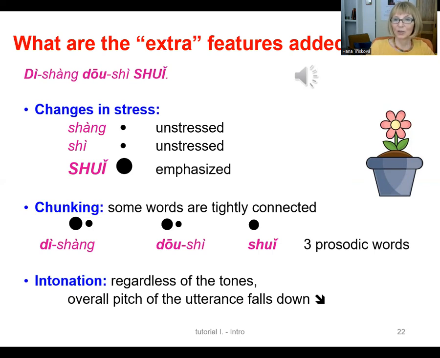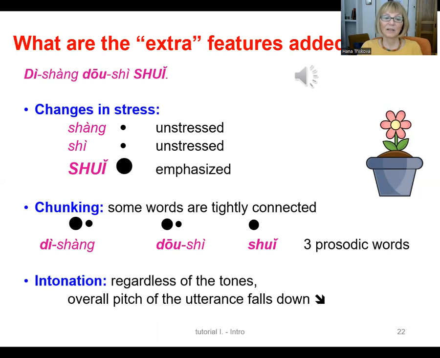So what are the extra features added? That is prosodic features. First, there are changes in syllable prominence, in stress. The syllables or words 上 and 是 are unstressed, while 水 is very prominent and emphasized. Then you may have noticed that some words are tightly connected together and create some sort of prosodic unit. 地上都是. These are 2 prosodic words. And then there is the last prosodic word made up of a single word. So the whole utterance has 3 prosodic words.